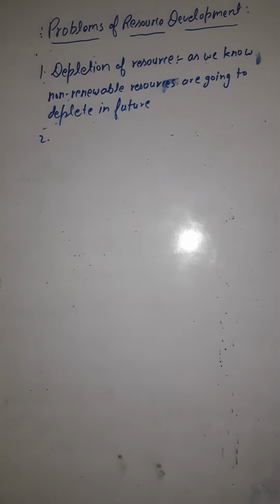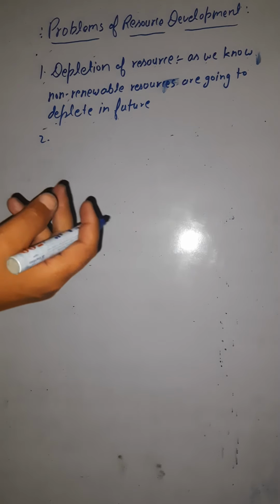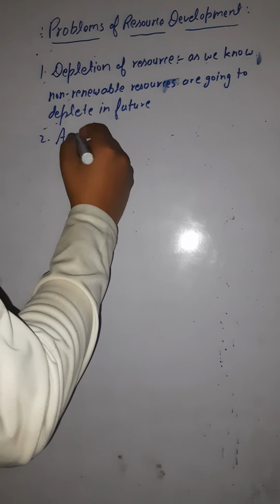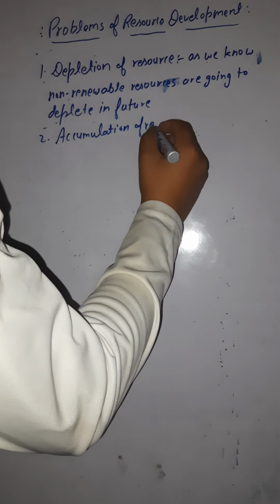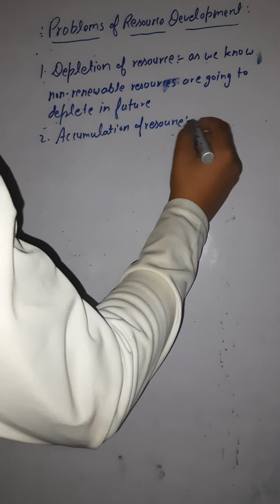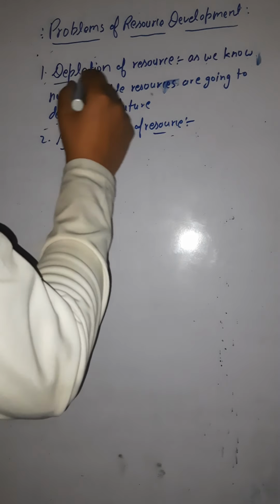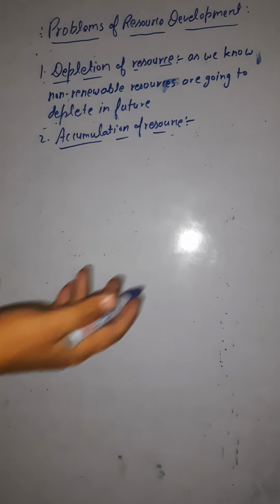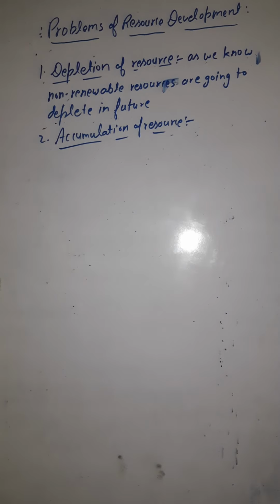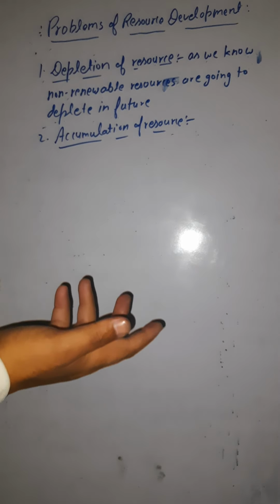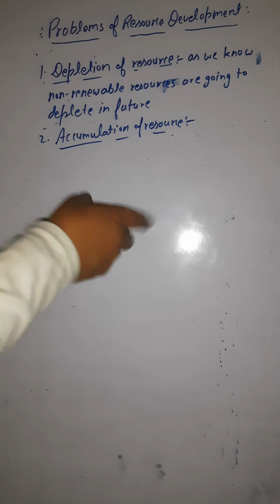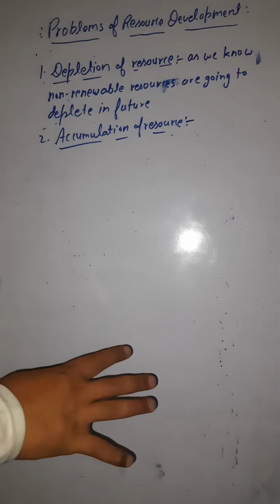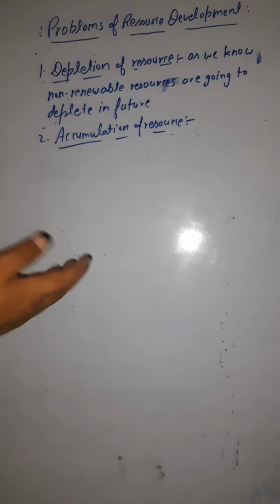Okay, and the next problem could be the accumulation of the resource. If all the resources have been accumulated in few hands, like the coal, the petroleum, all these are the resources, some are renewable, some are non-renewable, then the society is also going to be divided into haves and have nots.